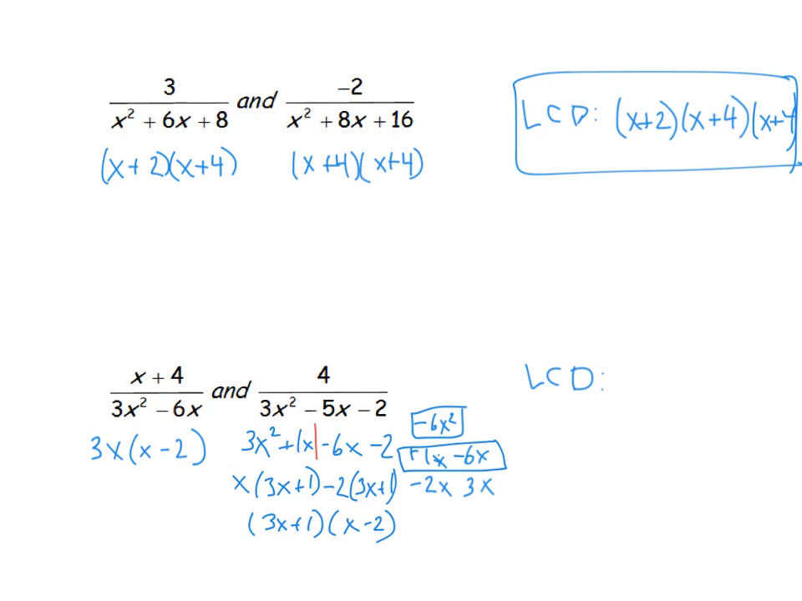All right, so we're ready to write our LCD finally. We're going to start by writing every factor of the first denominator. Remember, 3x can be thought of as two separate factors, 3 and x, and then x minus 2. And then we don't have a 3x plus 1 yet, so we're going to continue to add to our LCD, 3x plus 1. And we do already have the factor x minus 2, so this is now our LCD.